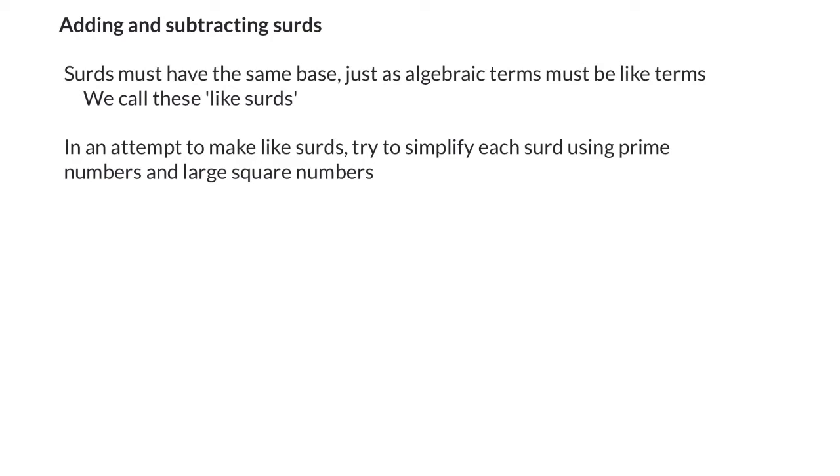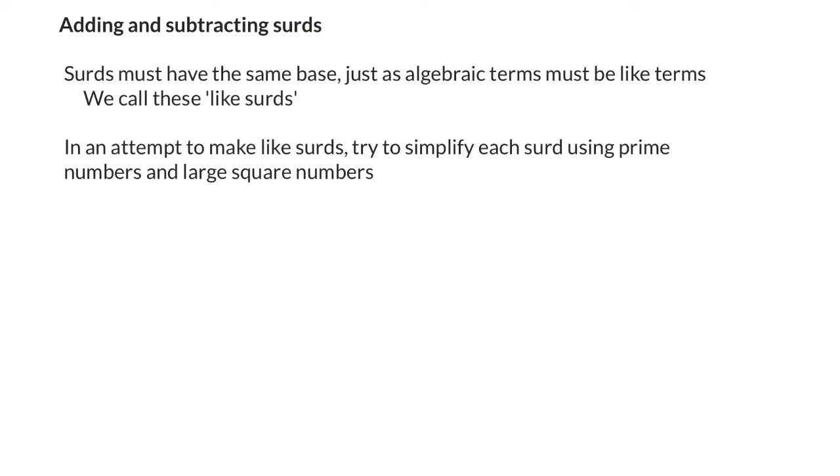In the same way that 2x plus 3x is equal to 5x, 5x plus 3y can't be simplified any further. 2 root 2 plus 3 root 2, because those are the same base, can be simplified. They can be put together. If I have 2 lots of something plus 3 lots of something, that means I have 5 lots.